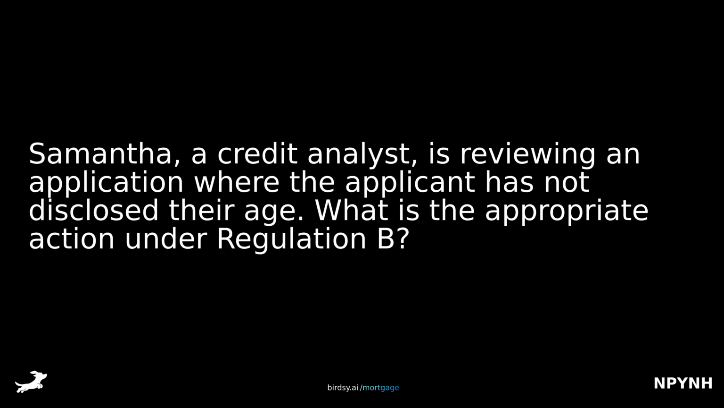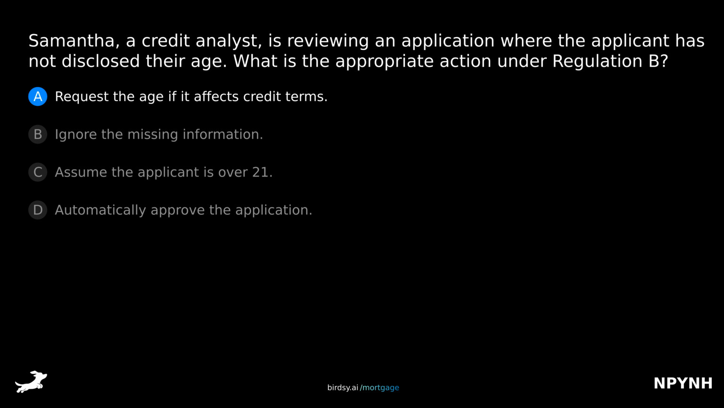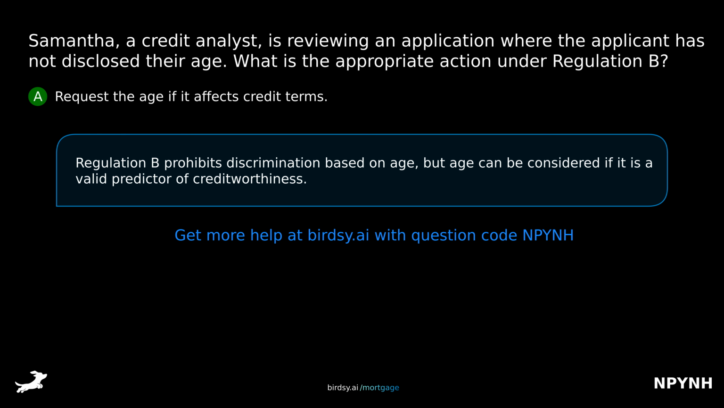Samantha, a credit analyst, is reviewing an application where the applicant has not disclosed their age. What is the appropriate action under Regulation B? Is it A, request the age if it affects credit terms? B, ignore the missing information? C, assume the applicant is over 21? Or D, automatically approve the application? The answer is A, request the age if it affects credit terms. Regulation B prohibits discrimination based on age, but age can be considered if it is a valid predictor of creditworthiness.